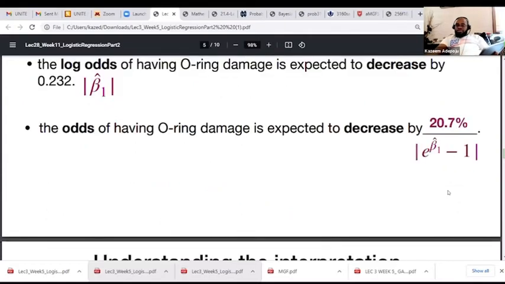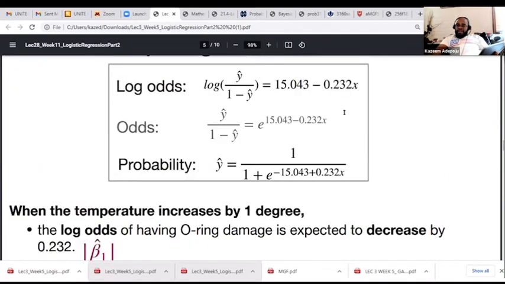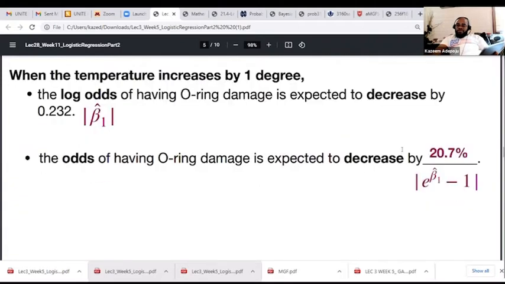Okay, you're always going to make sure your beta one is actually this guy here, right? You see that now? So you're going to take the exponential of that, okay? And when you take the exponential of that, you're going to subtract 1, okay? Then you're going to take the absolute value. The essence of taking the absolute value is for you to get a positive result, okay?